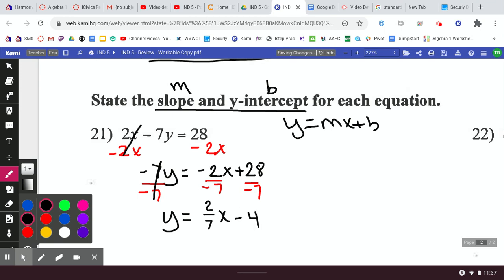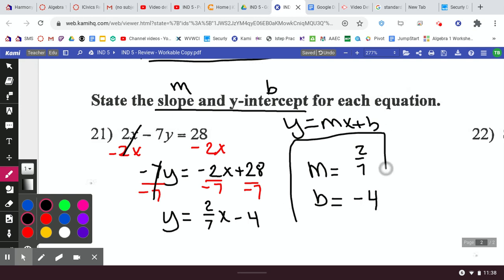Now, I'm not done. Okay, I've written it in slope-intercept form, but the directions said state the slope and state the y-intercept. So my answer needs to be m equals and b equals. What's my m equal? Anybody? 2 over 7. And what's my b equal? Negative 4. And that's my answer. And on the quiz, it actually says write the equation in slope-intercept form and state the slope and the intercept. So it gives you the little hint that you got to write it in slope-intercept form first and then identify your m and your b once you're in slope-intercept form.